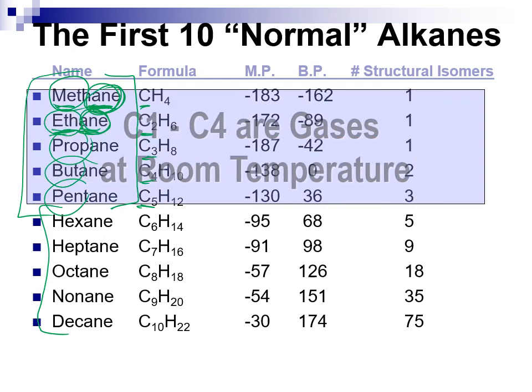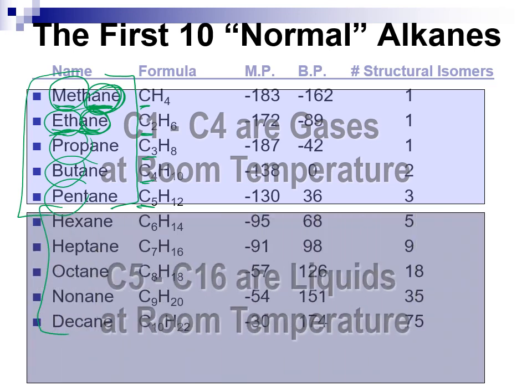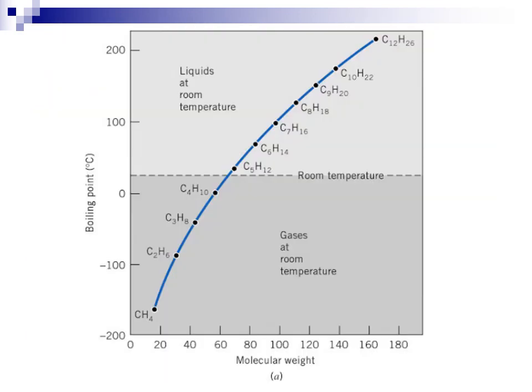The smaller guys, so pentane and below, are going to be a gas at room temperature because they have relatively low London forces. But as you get bigger, you're going to have greater London forces, and so these larger molecules end up being liquids at room temperature. Their boiling points are going to look something like this. So as the molecule gets bigger, the boiling point is increasing.